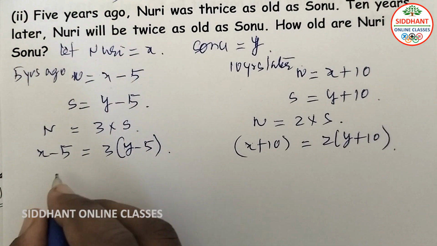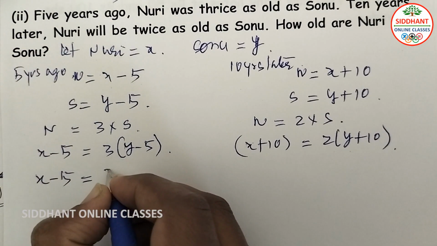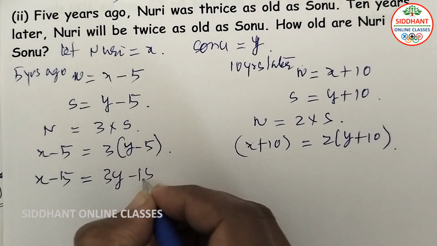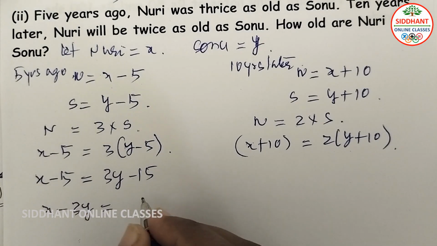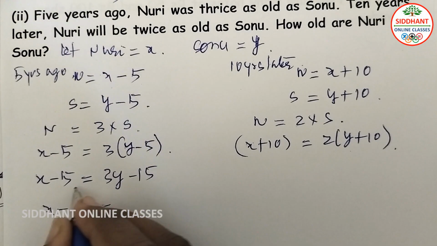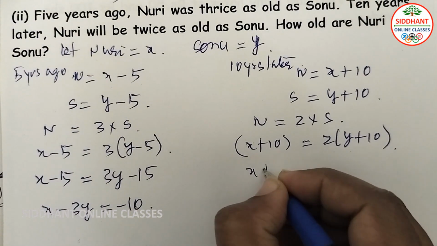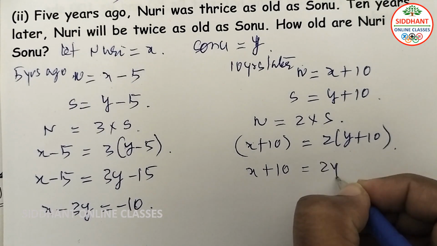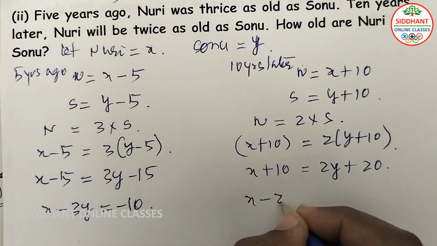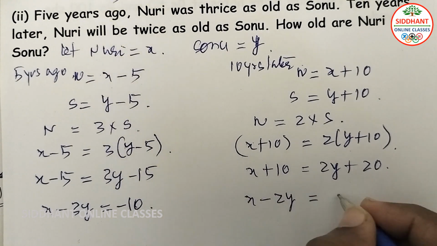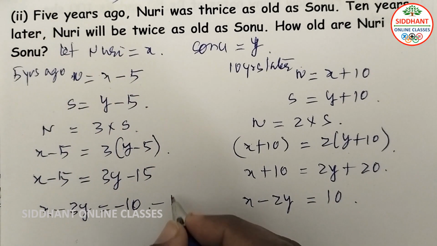So now we get the equations. That means x minus 5 equal to 3y minus 15. Now x minus 3y equal to minus 15 plus 10, which will be minus 10. And here x plus 10 equal to 2y plus 20, x minus 2y equal to 20 minus 10, which is 10 here. So these are the two equations.